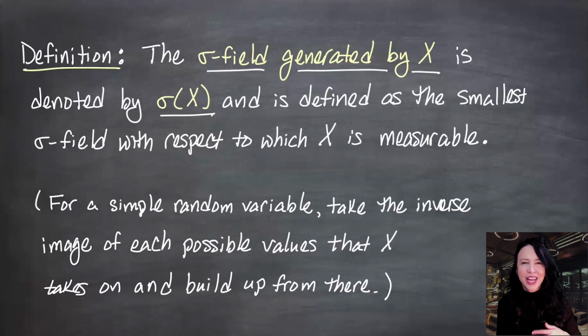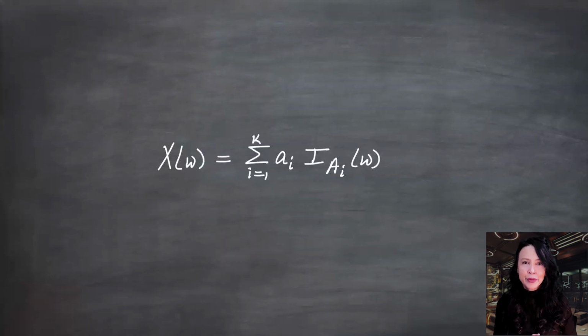So although you may not be able to carry this out in practice, in theory, you can find the sigma field generated by a simple random variable by just pulling back the individual points that the random variable can take on, and then starting there with that collection of sets and building up a sigma field. In other words, the sigma field generated by this random variable is the same as the sigma field generated by the sets A1 through AK. And we have talked about those sorts of things in the past.